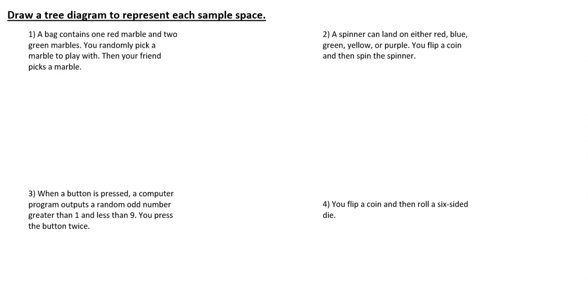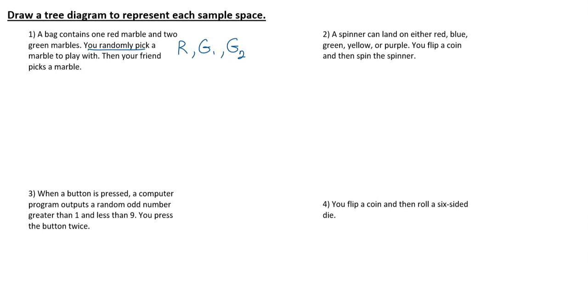Number 1 says, a bag contains 1 red marble and 2 green marbles. You randomly pick a marble to play with, and then your friend picks a marble. So you know you have a red marble, and then you have 2 green marbles. You have green marble number 1 or green marble number 2. So the first thing that happens is you randomly pick a marble. Well, you can pick any of those 3 marbles.